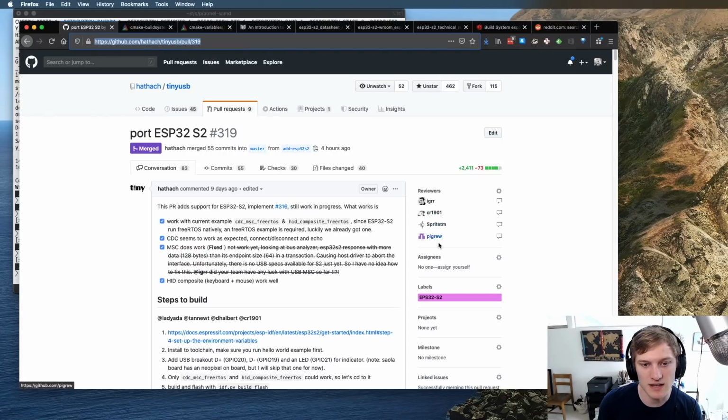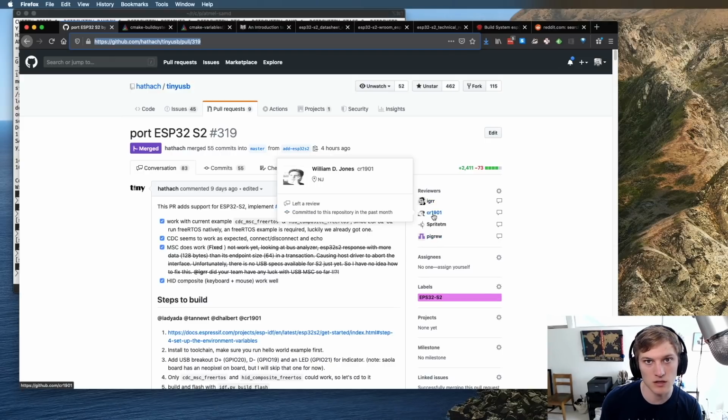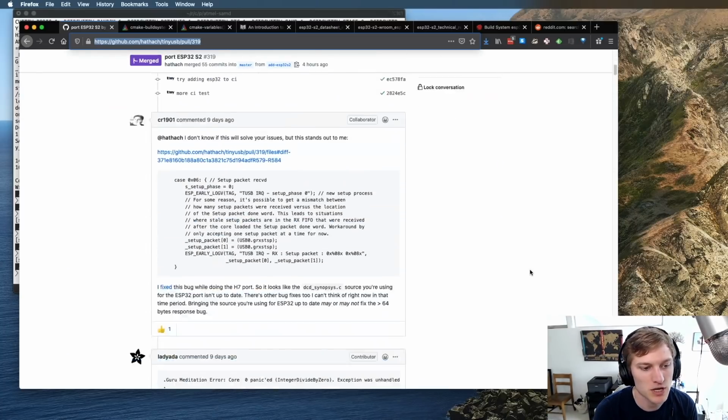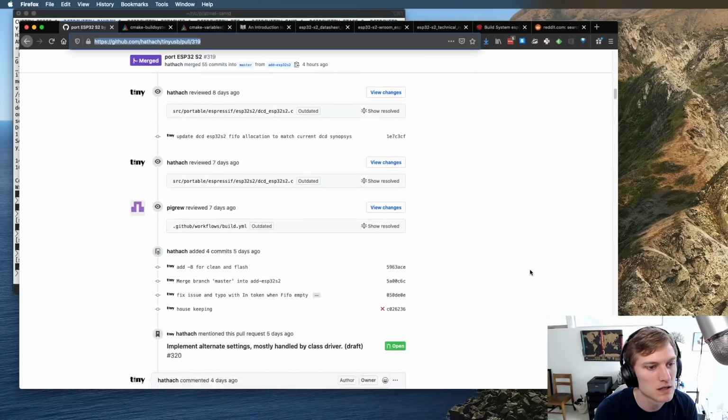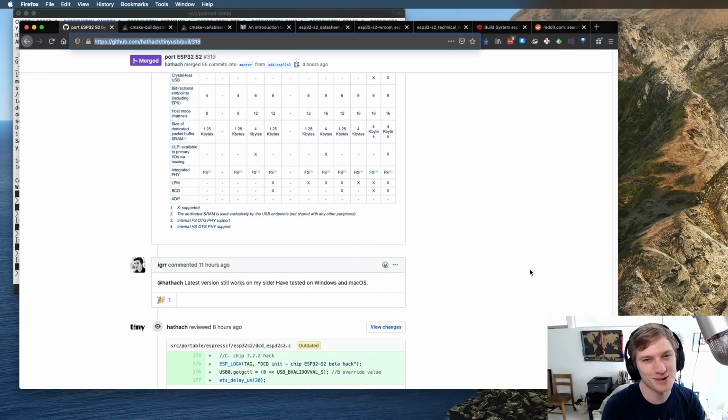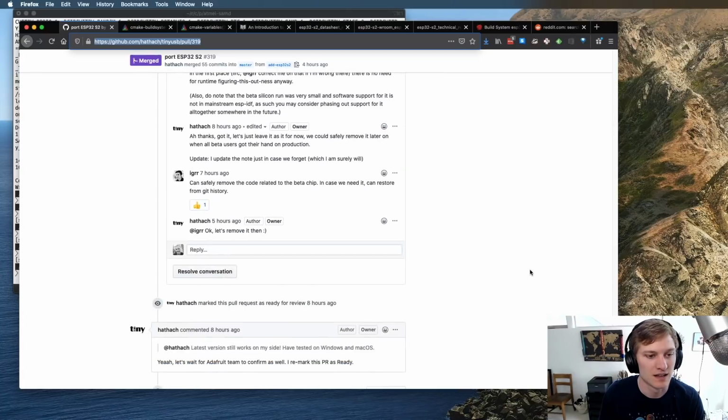As I did on the blog post, I want to thank these four folks along with TAC. Pygru and CR1901 are both really frequent contributors to TinyUSB, so thanks to them. And SpriteTM and IGRR are both at Espressif, so thanks to those folks for chiming in and helping us sort out some issues. The point is that it was merged this morning. I was going to do the stream anyway to test it and see how well it worked, but it turns out they seem to have fixed the bugs they were having. So I'm excited to see if it works.